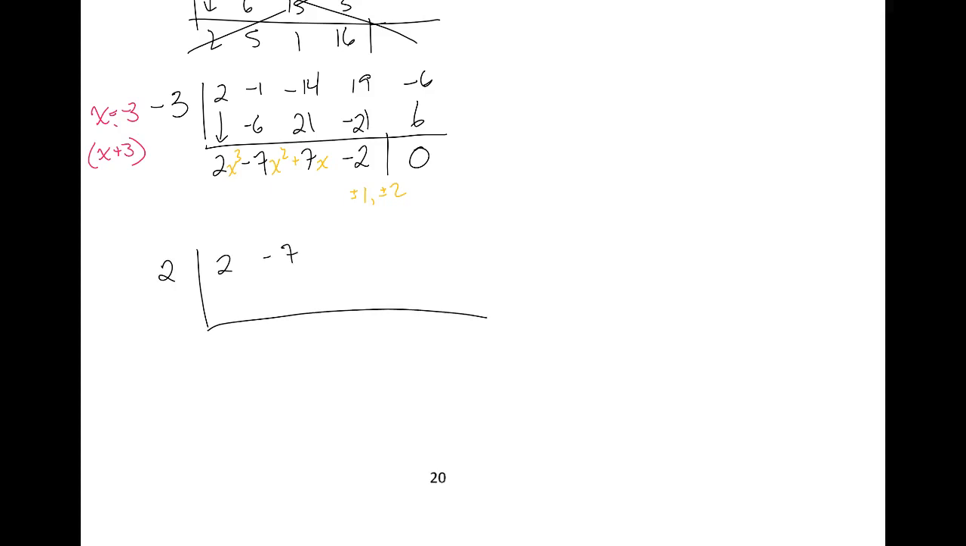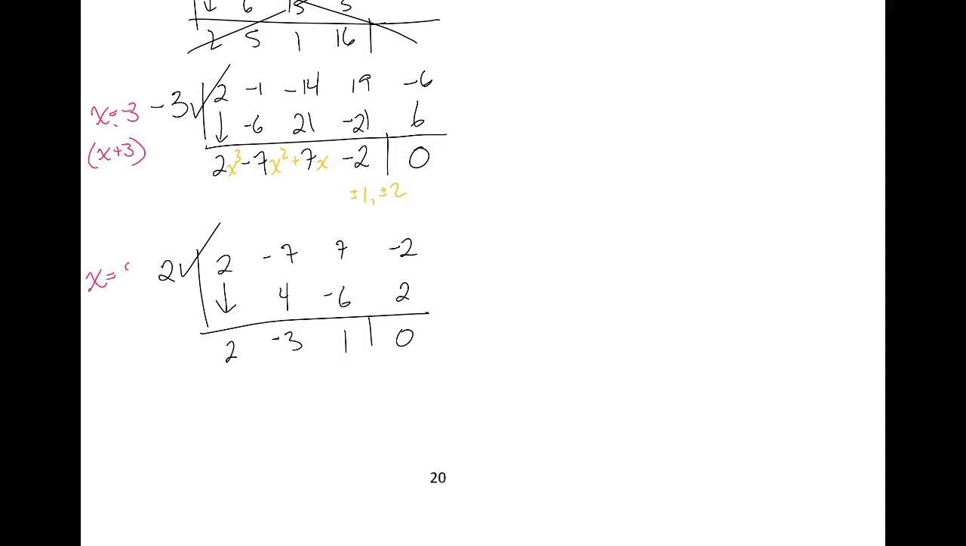2, negative 7, 7, and negative 2. Shorter so I don't take as much room. Carry the 2 down. 4, 6, 1, 2, 0. And it works! Yay! So I've got another factor now. I've got x equals 2, or x minus 2 is another one of my factors.